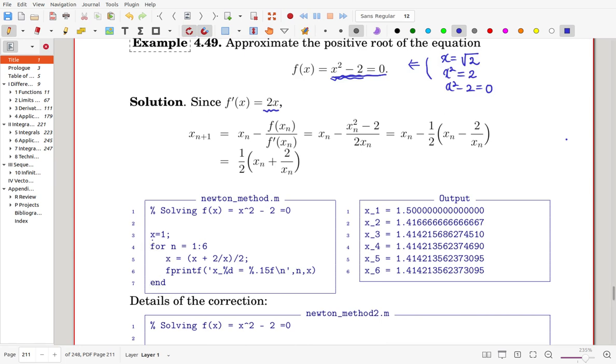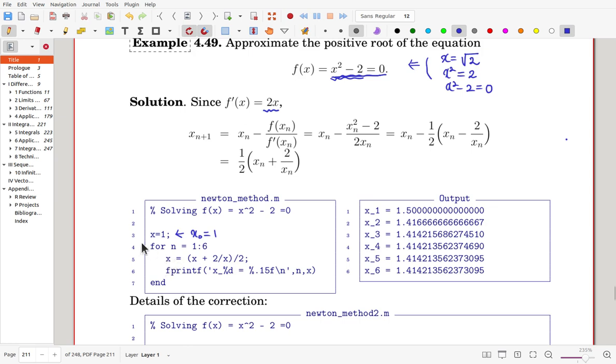Right now, x0 means that we set x0 equal to 1. Now, the right side, that is half, and xn is the old value on the right side of the equation in the computational algorithm. So xn plus 2 over xn, divided by 2, will be xn plus 1, the new value.